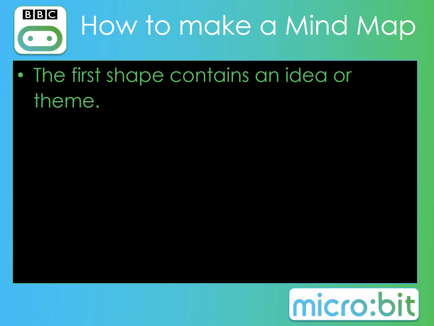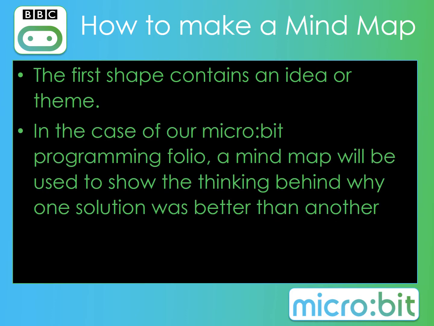The first shape contains the idea or theme. In the case of our microbit programming, the mind map will show the thinking behind why you chose one solution rather than another. So you're expected to come up with two different ideas on how to solve the question that's given to you in regards to programming the microbit. And then you need to demonstrate how you've chosen between those two. Which one of those two have you chosen and why?